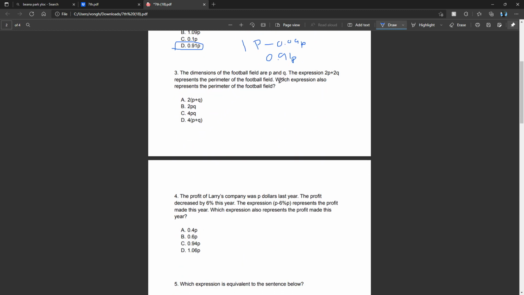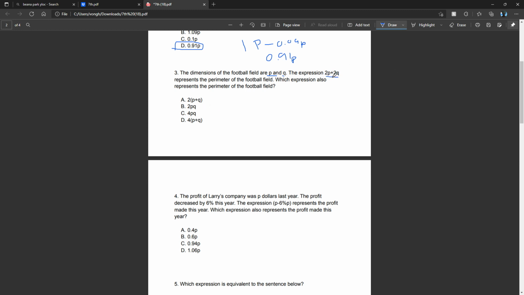The dimensions of a football field are P and Q. The expression 2P plus 2Q represents the perimeter of the football field. Which expression also represents the perimeter of the football field? Now here we have to just look at our answer choices. We have 2 times parentheses P plus Q, 2 times P times Q, and the rest. But let's look at our expression now.